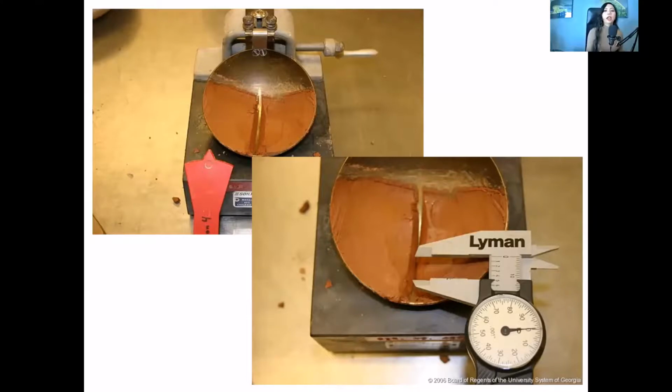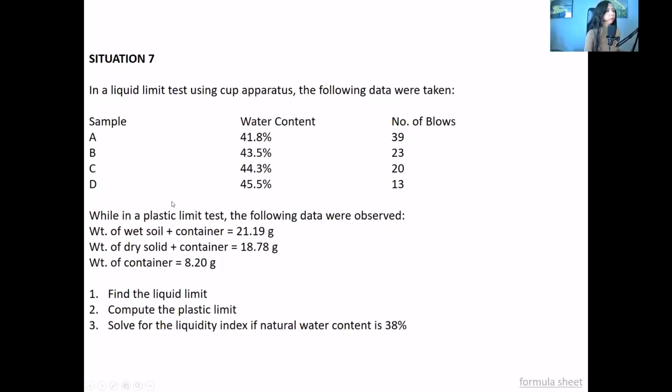Siyempre tulad nung sa cone test, hindi mo rin sure kung sasakto ba sa 25 numbers ng blows na magko-close yung iyong soil sample, 'di ba? So, gano'n din yung gagawin natin dito sa next na problem. So, yung sa situation 7 naman, imbis na yung penetration, distance, or depth, yung kinukuha natin, ang ibinigay naman dun sa test ay yung number of blows at saka yung corresponding water content na nag-close yung gap ng half an inch.